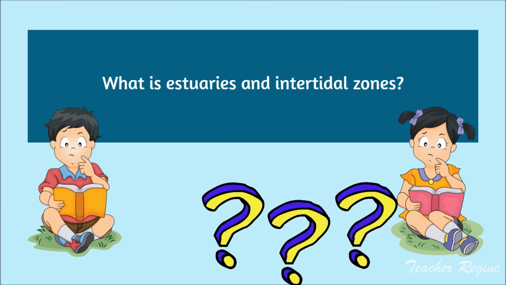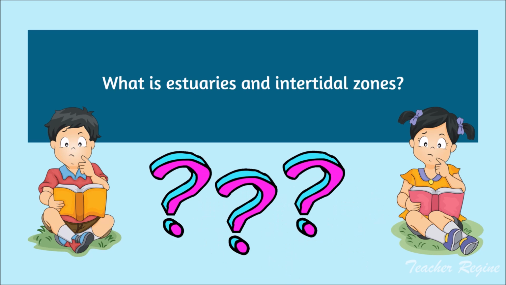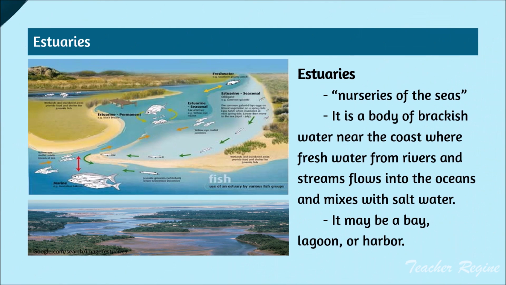What is estuaries and intertidal zones? Estuaries, nurseries of the sea. It is a body of brackish water near the coast where fresh water from rivers and streams flows into the oceans and mixes with salt water. It may be a bay, lagoon, or harbor.